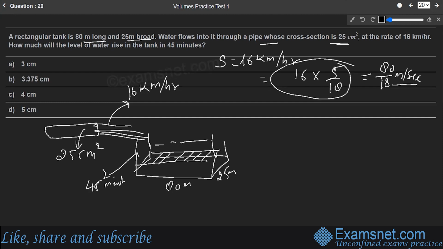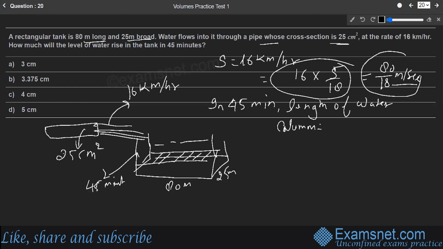Now let us find out what will be the length of the water column in 45 minutes. The speed is 80 by 18 meter per second. Per second it is 80 by 18. How many seconds are there in 45 minutes? It's going to be 45 into 60.